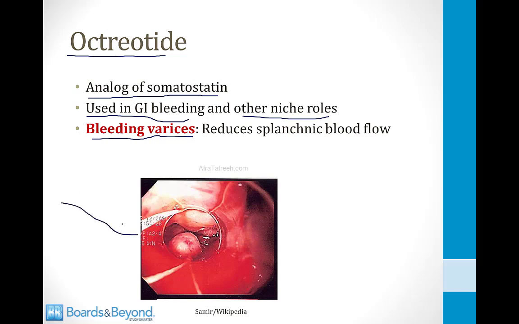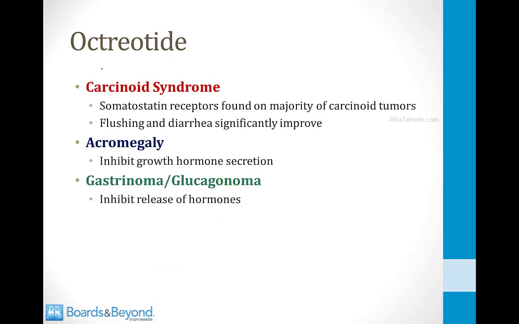This is a bleeding varices as seen on an endoscopy. Octreotide is administered to these patients because it reduces splanchnic blood flow and it decreases the amount of bleeding from these bleeding varices. Ultimately, the treatment usually involves surgery or banding so that they stop bleeding, but the octreotide can definitely help. There are several other niche roles where octreotide is useful.